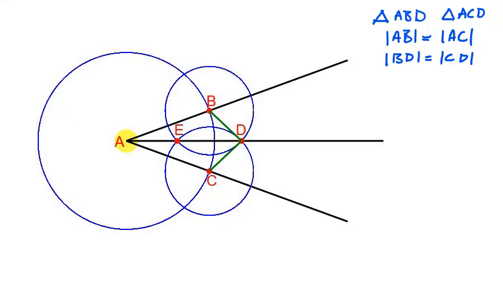Finally, we have the line AD, or the line segment AD. And this is common to both our triangles. So what we have is two congruent triangles, and they are congruent by side, side, side. And we know that this tells us that this angle here is the same size as this angle here. So our construction is correct, and we have bisected the original angle.